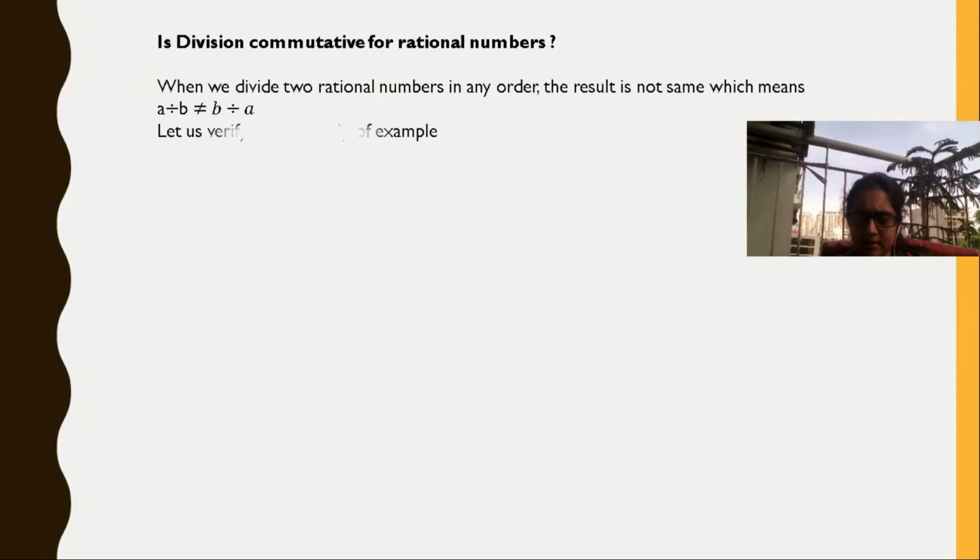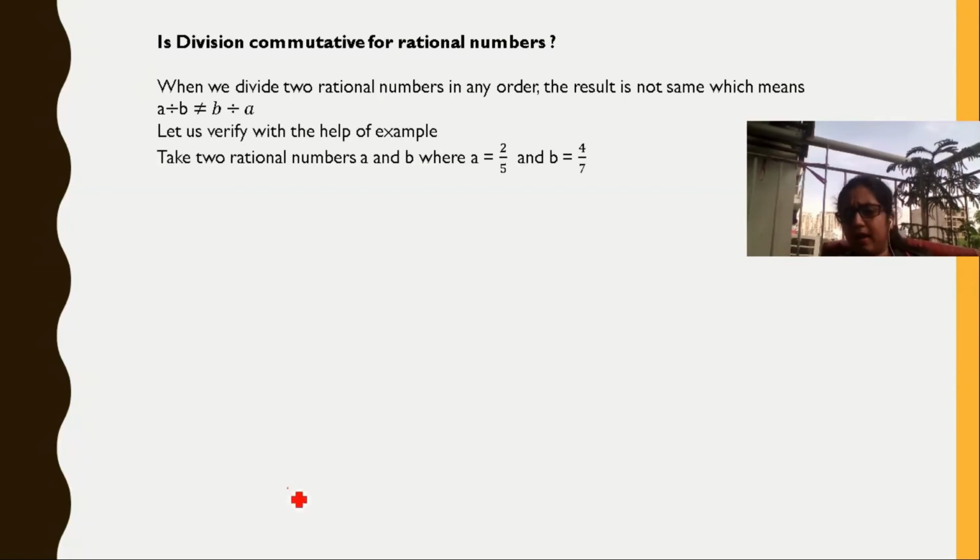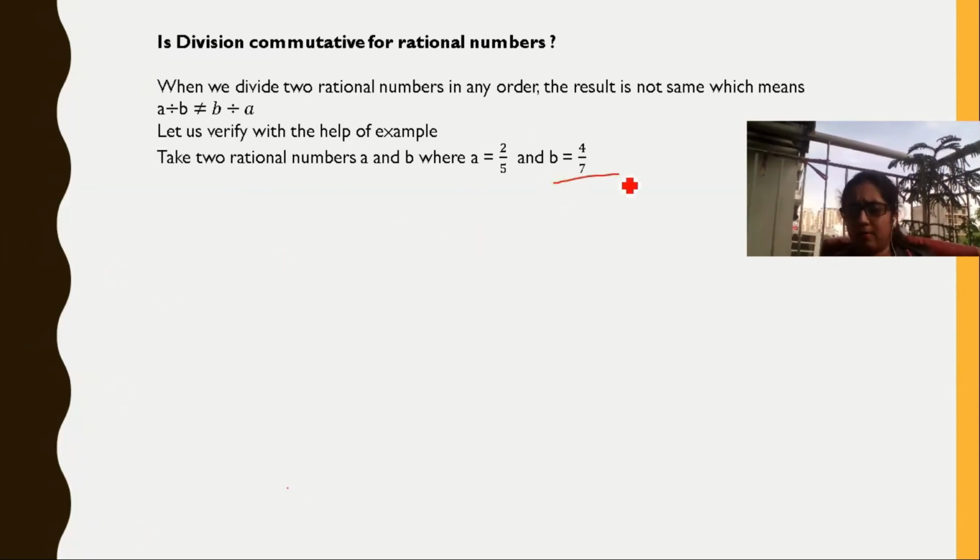Let's clarify with the help of an example. We will take two rational numbers a and b, where I take a equals 2 upon 5 and b equals 4 upon 7, in the same way as I took the numbers in multiplication. Now I will take the left hand side, a divided by b, where a is 2 upon 5 and b is 4 upon 7.